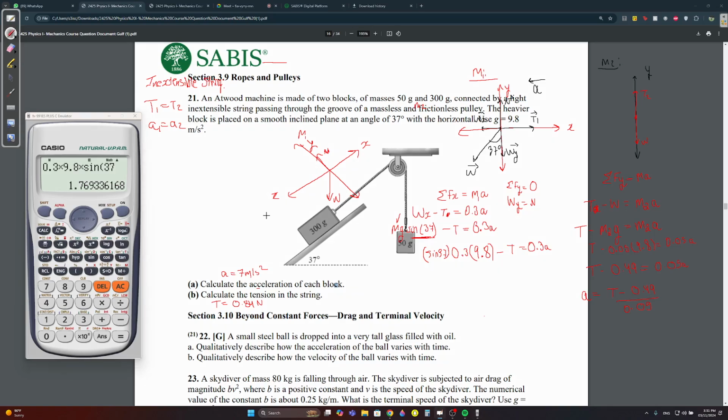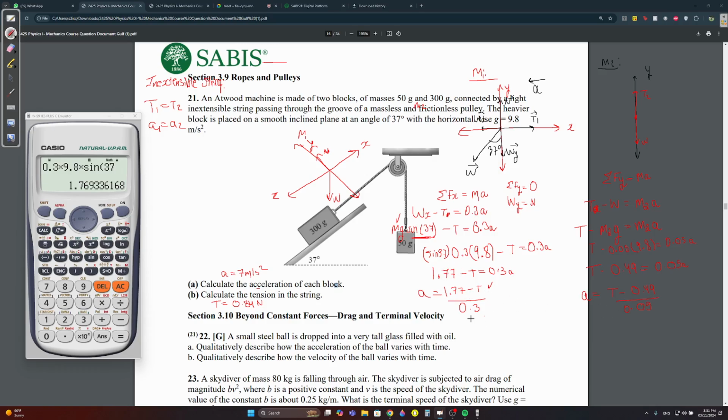You get 1.77 minus T equals 0.3a. And now just solve normally. Take 0.3 to the other side. You can get a is equal to 1.77 minus T over 0.3. Now, if I use this and equate it to this, I should get a correct answer. So we have two expressions for a. This one's normal. There was no angle. So the way I solved it was fine. But here I just forgot sine 37.